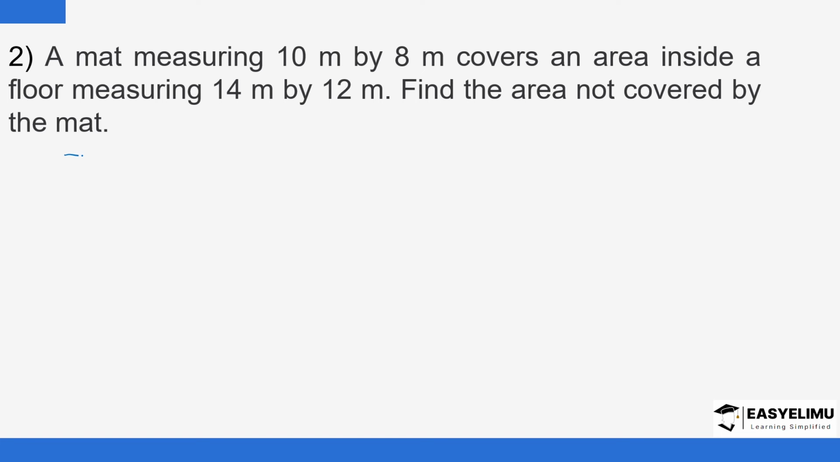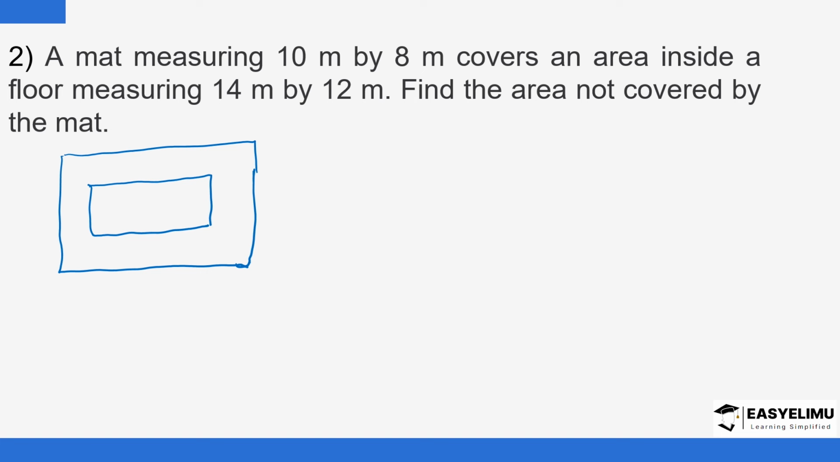So again, you try to do a sketch of the given information. So you have this, and then you draw this. So this is the mat. The mat has the dimensions 10 by 8. That is 10 being the length and 8 being the width. And the floor has the dimensions 14 by 12. So 14, the longer length here, becomes the length, which is 14 meters. And the other one is 12 meters. So this is 8 meters. And the other one is also 10 meters.